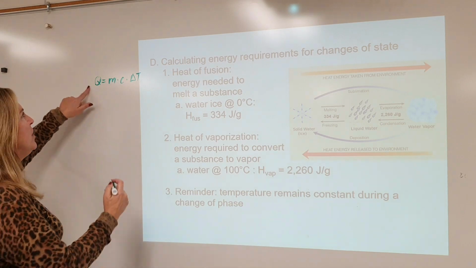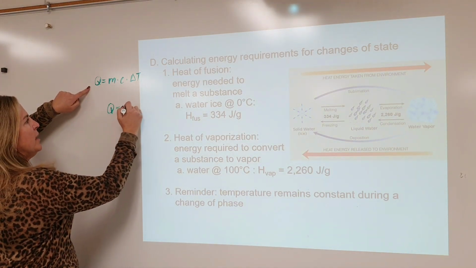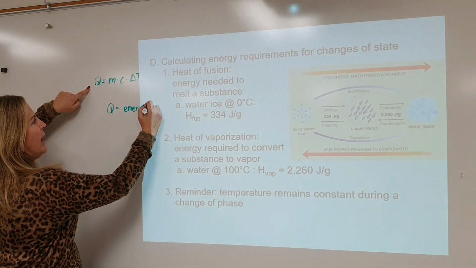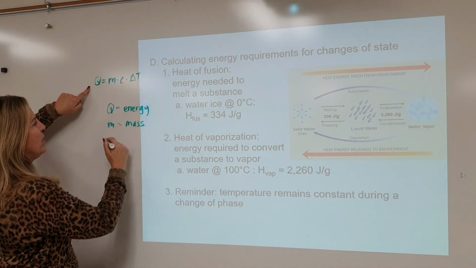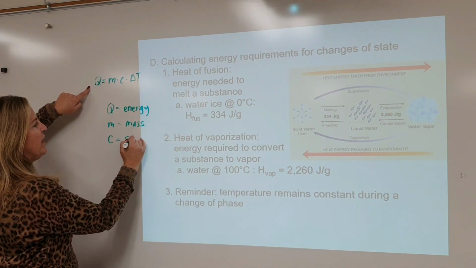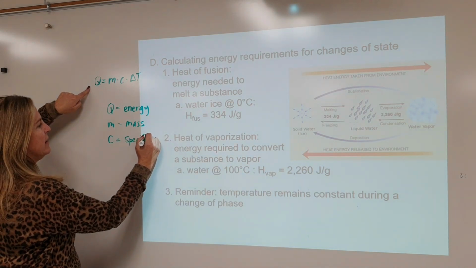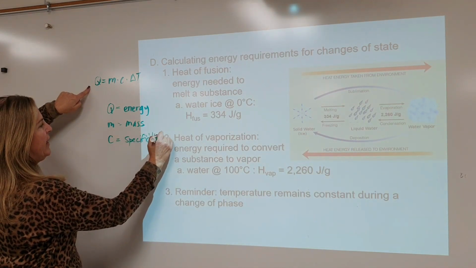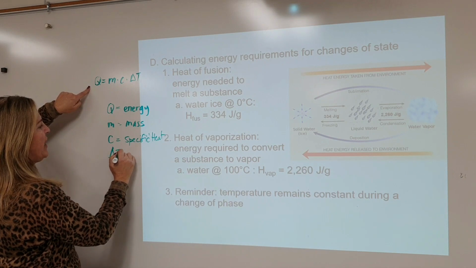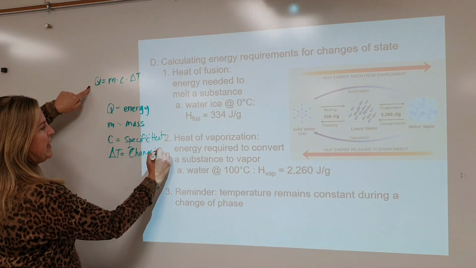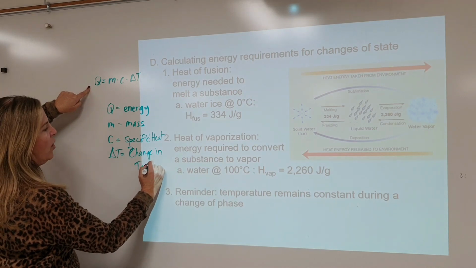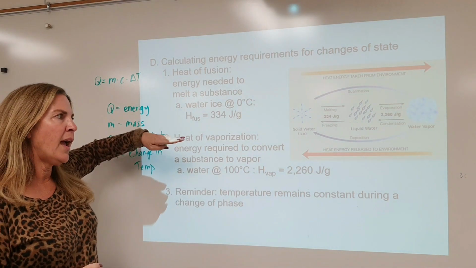Just as a reminder, Q equals energy, right? M equals mass. It doesn't really matter what the number is. C equals specific heat, right? And delta T is a change in temperature. Let's see, change in temp. All right, but remember, the line is straight.